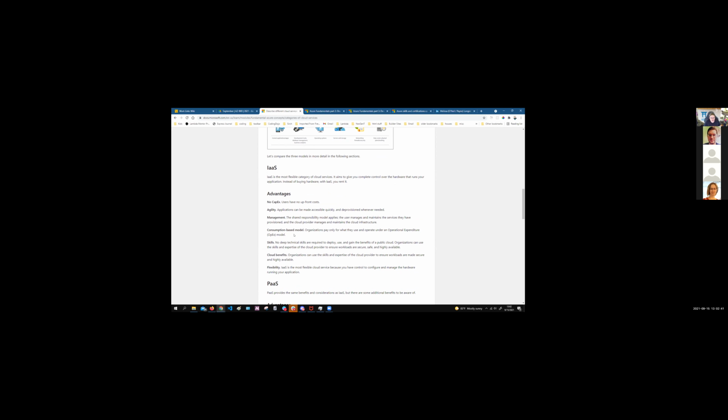It is OpEx, as in consumption based. They only pay for what they need. Not a whole lot of skill is required to deploy and gain some benefits. And they still can use some of the skills and expertise of the cloud provider.